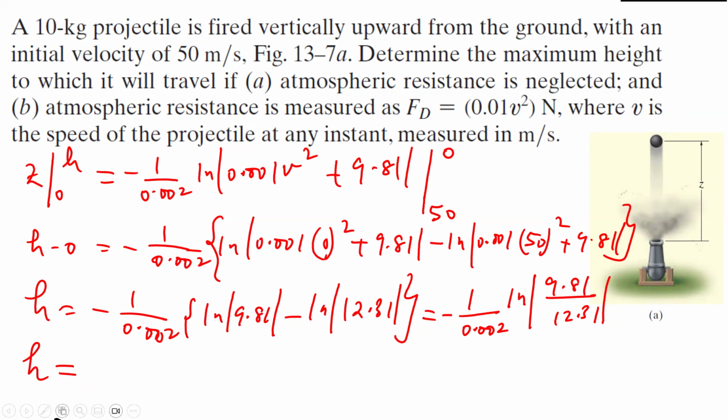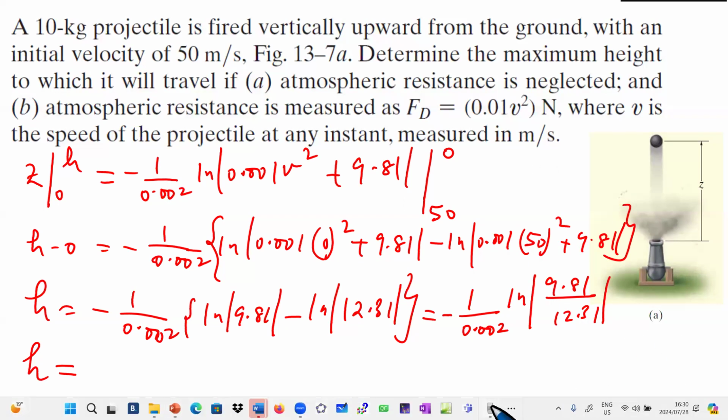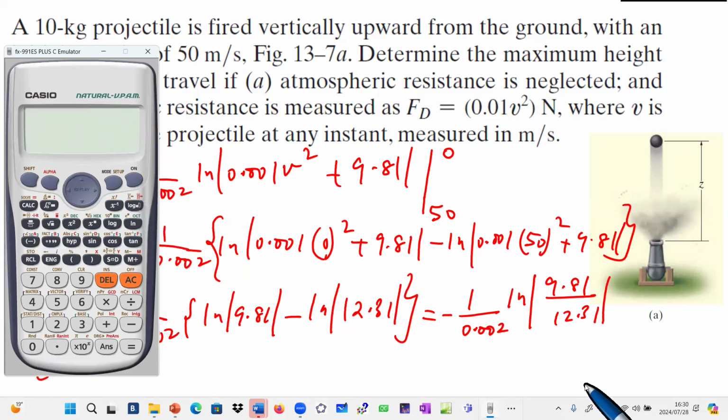What is the maximum height reached in the presence of drag, in the presence of what we call atmospheric resistance? I want us to punch this on the calculator. I'm going to punch this negative, and then this fraction, 1 over 0.002, and you punch the natural log. Then you go to 9.81, divide everything by 12.31, and you close like this.